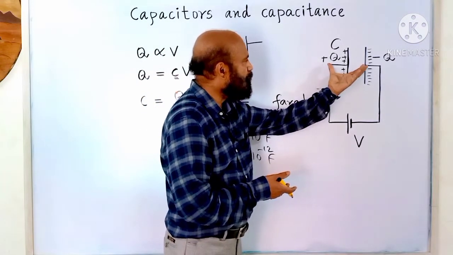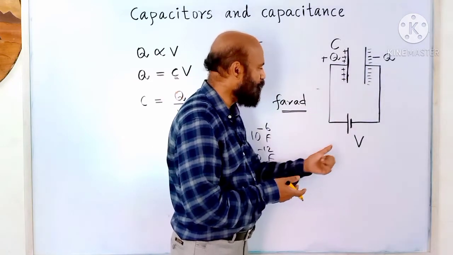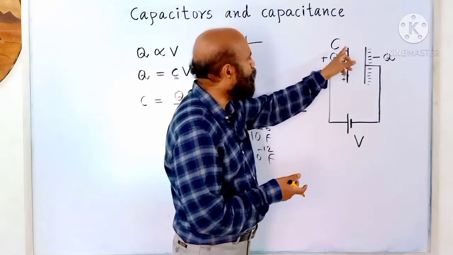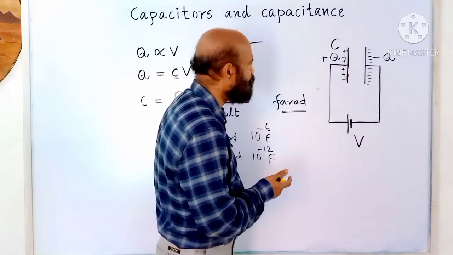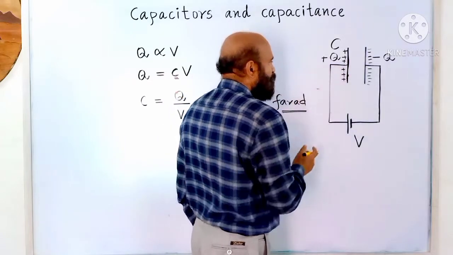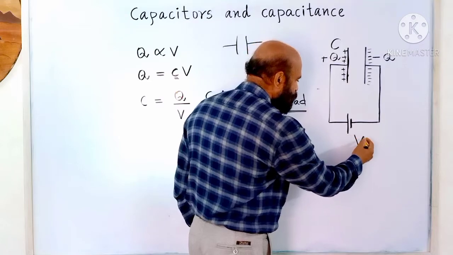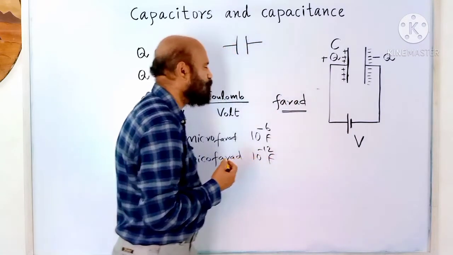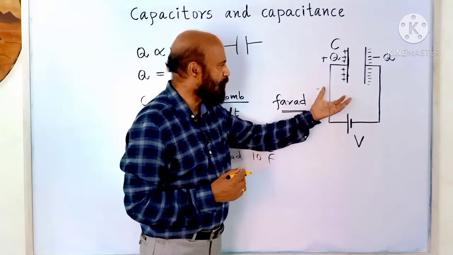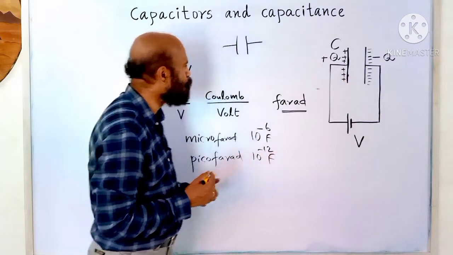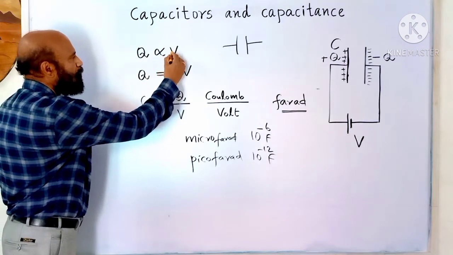Then capacitors are connected to a potential difference. One of the plates will be positively charged, the other plate will be negatively charged. So here a capacitor is connected to a potential difference of V volt. Then as the potential difference increases, charge on this capacitor also increases. So Q is proportional to potential difference.